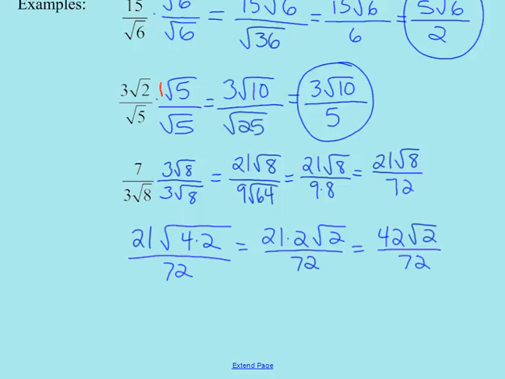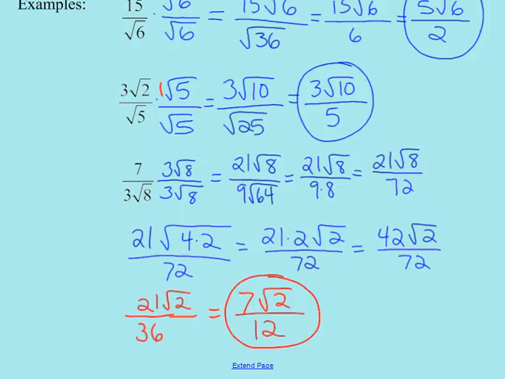Finally, we need to reduce the fraction 42 over 72. We know that 2 goes into both of those. 2 goes into 42 21 times, and 2 goes into 72 36 times. Don't forget the square root of 2 in the numerator. Now, can 21 over 36 be reduced even further? The answer is yes, because 3 goes into 21 7 times, and 3 goes into 36 12 times. Finally, we have rationalized the denominator, 7 square roots of 2 over 12.